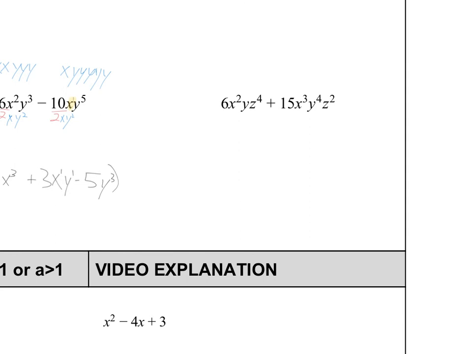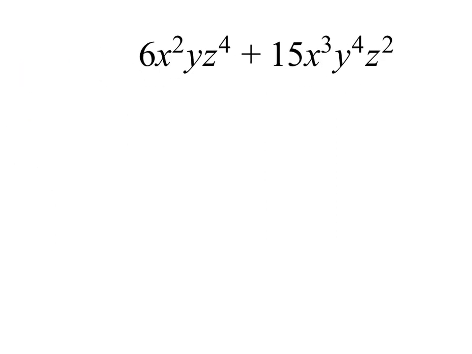Here we go. 3 letters. All right, I've got 6x squared y z to the 4th, and 15x to the 3rd y to the 4th z squared. I want the greatest common factor. So just looking at numbers, I have 6, I have 15, GCF would be 3. So the coefficients then would turn into a 2 and then a 5.